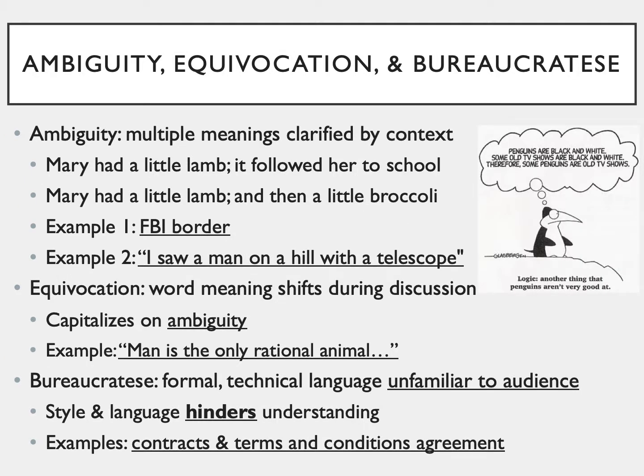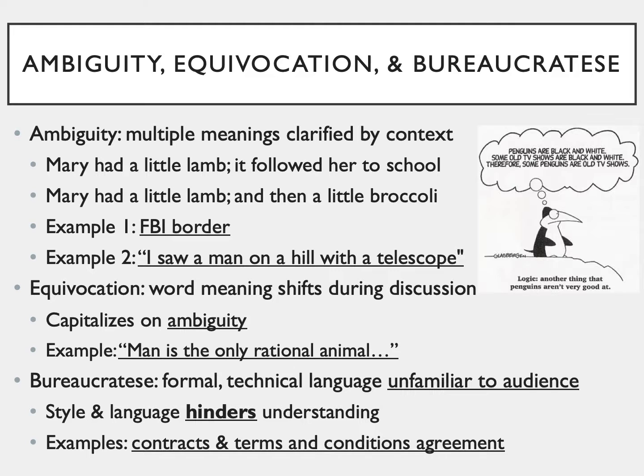The last terms related to thought and language that we'll discuss in this lecture presentation are ambiguity, equivocation, and bureaucratese. Ambiguity, as we've already discussed, is when there are multiple meanings to a given statement, and that statement can be clarified by context. For example, if I say Mary had a little lamb, you don't know if I mean lamb, an animal, or lamb, like the meat, which of course also comes from the animal. So the following statement clarifies the intended meaning. Mary had a little lamb, it followed her to school, tells us something very different than Mary had a little lamb and then a little broccoli.